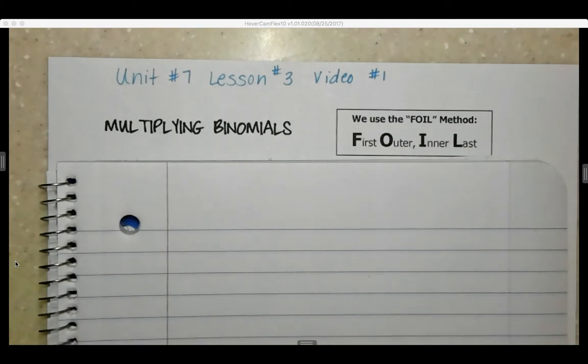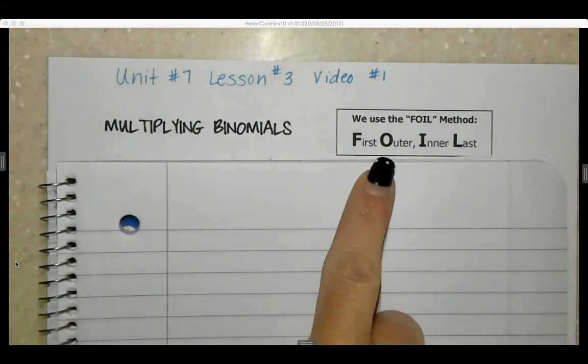Chances are, if you find an adult anywhere in the world who once upon a time took Algebra 1, and you ask them if they remember FOIL method, they will be able to tell you, oh yeah, first, outer, inner, last. It's just kind of something that sticks with you over time. So let me show you multiplying binomials using FOIL method.